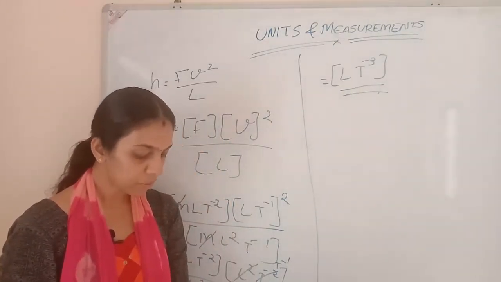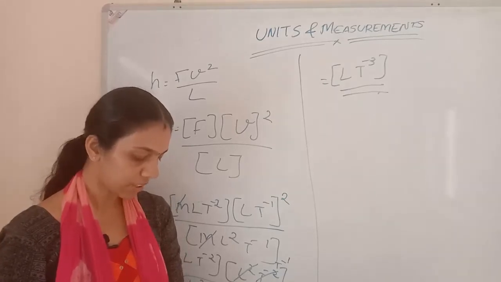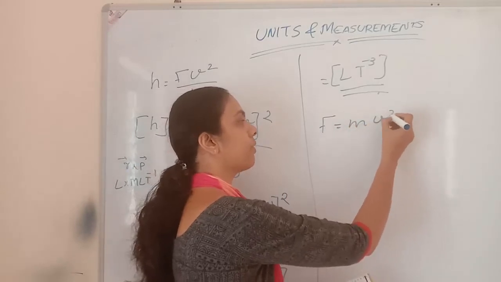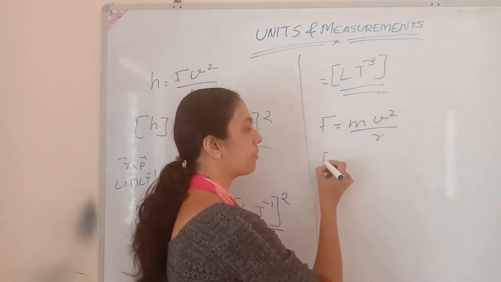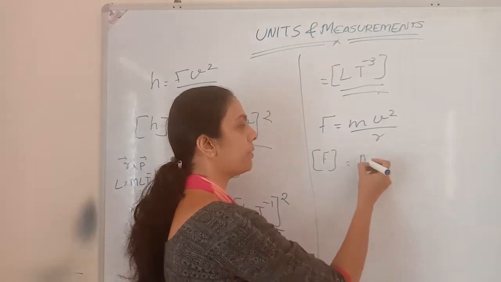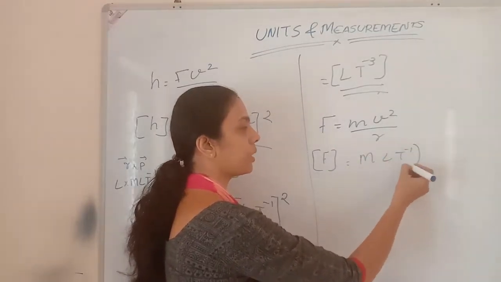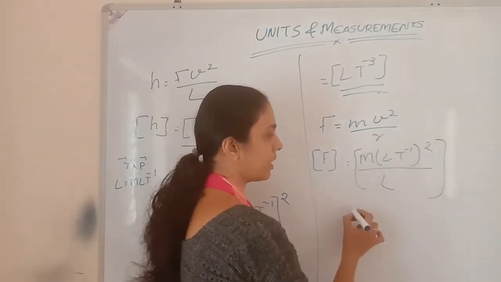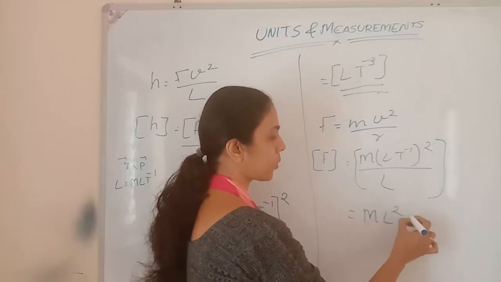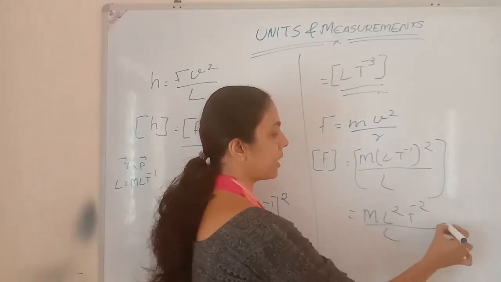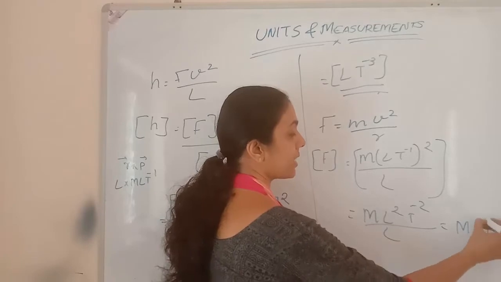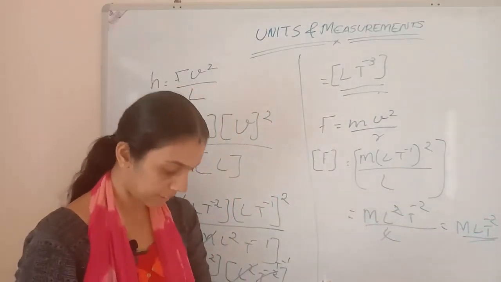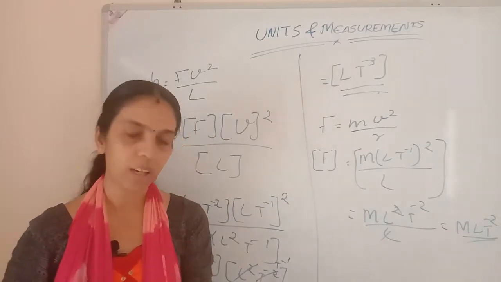Same way, another question is given. The centripetal force on a body in circular motion is given by F is equal to mv square by R. Find the dimension of F. How can we find out the dimension of F? M into LT to the power minus 1 the whole square divided by L. This will be the dimension, right? So we will get it as ML square T to the power minus 2 divided by L. So we will get MLT to the power minus 2. Okay, that is the dimension of F for circular motion.